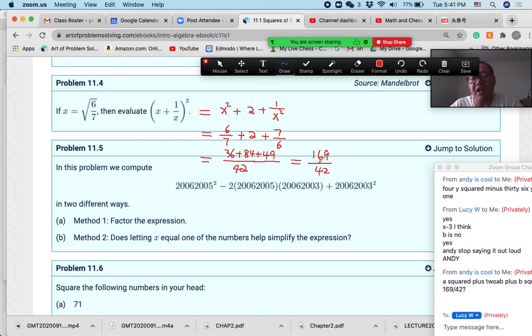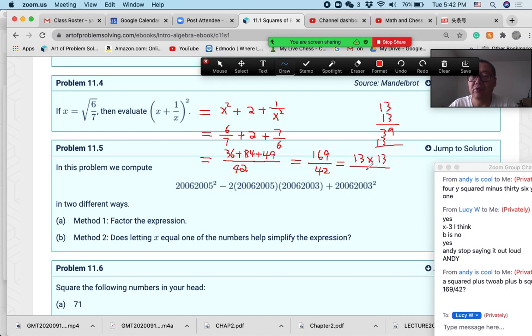So then you need to check if this one is already in the simplest form. So 7 plus 9, 16. So looks like, oh yeah, looks like we still can simplify. 13 times 13 equals 169. So this one you can write 13 times 13.